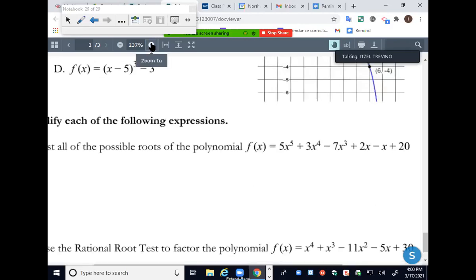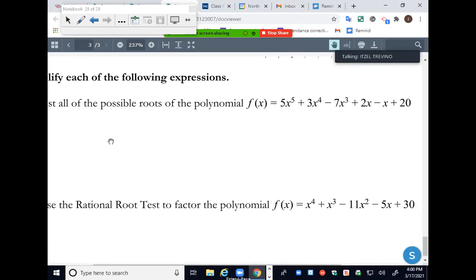Okay. So for 16, we have f of x equals 5x to the 5th power plus 3x to the 4th power minus 7x cubed plus 2x squared minus x plus 20. I think that's supposed to be 2x squared now that I look at it. So what do I need for this?